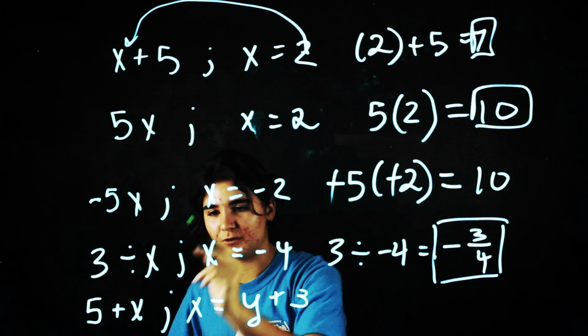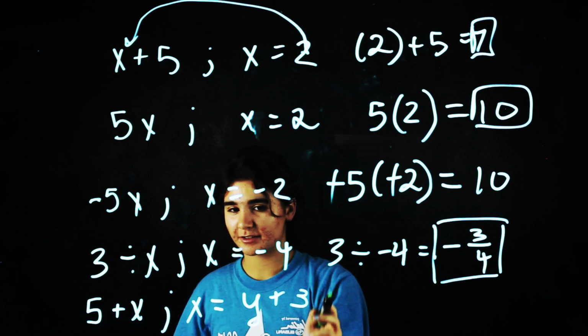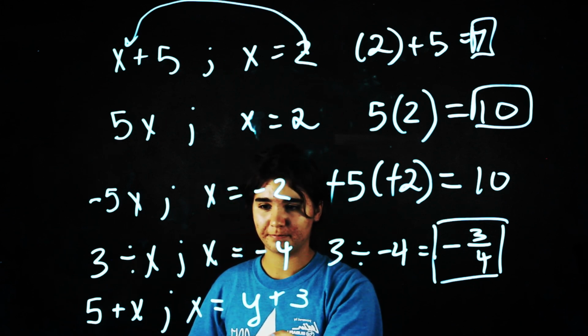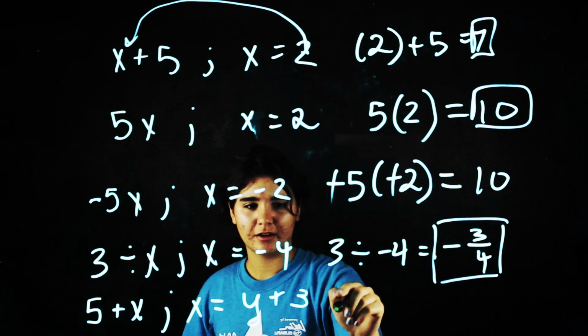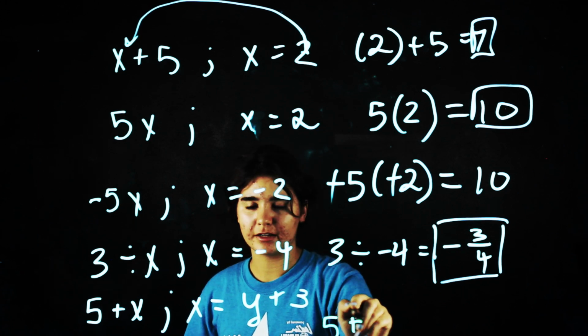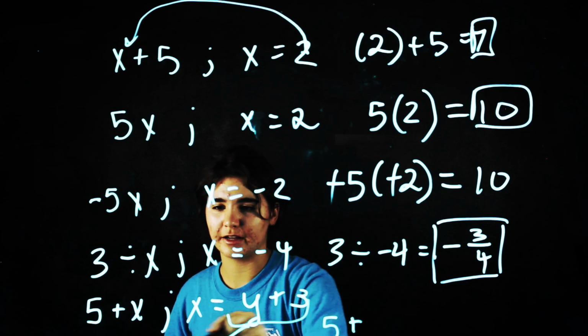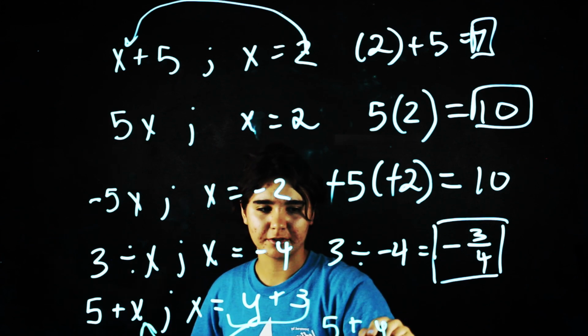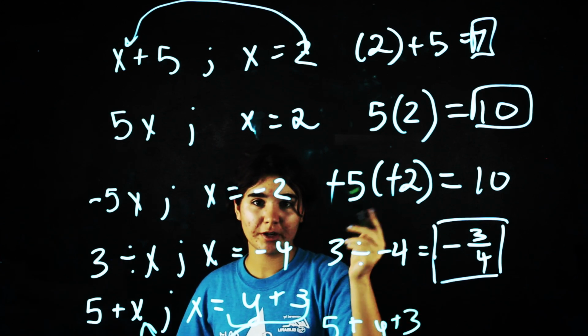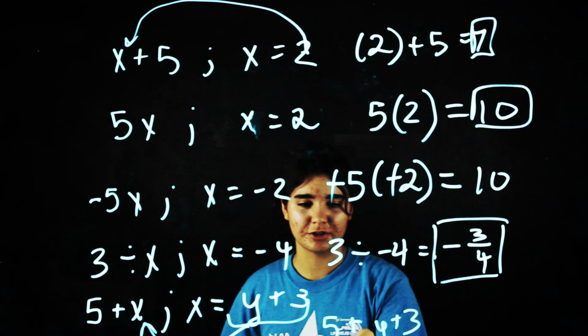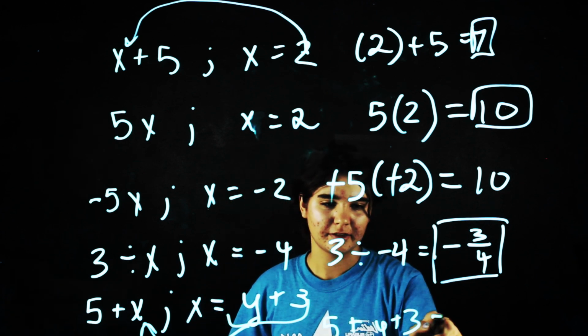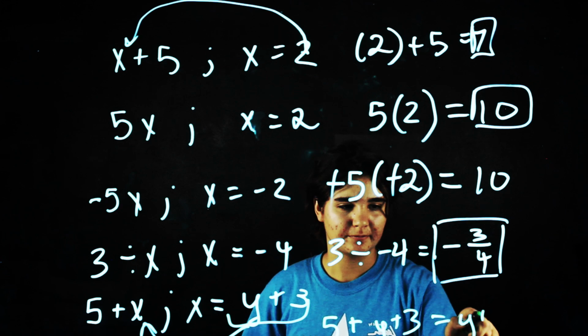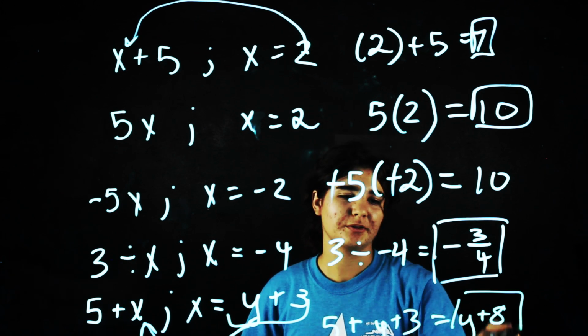But this is going to be 5 plus x, but this time x is equal to y plus 3. So this is really 5 plus, and if we plug in this for x, y plus 3. So now we have to combine the like terms, which end up being 5 and 3, and we get y plus 8. And that is going to be our answer.